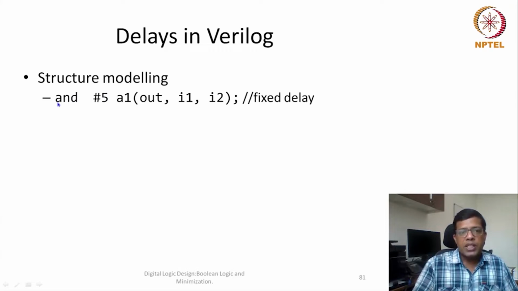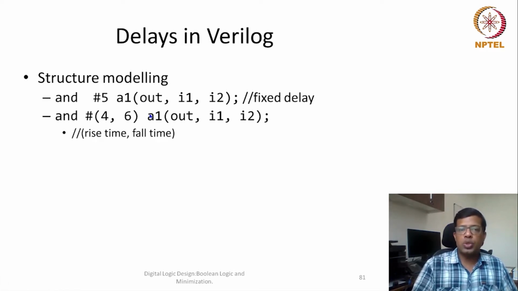You remember that this AND is the gate declaration, and this is the instance name. A1 is the A1 instance of my AND gate, and this #5 essentially means that whenever inputs I1 and I2 change, after 5 units of time my output will change.